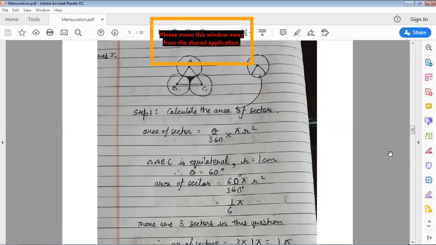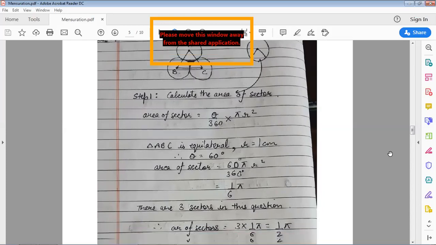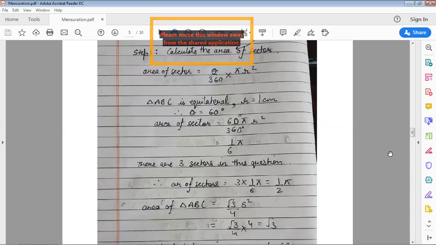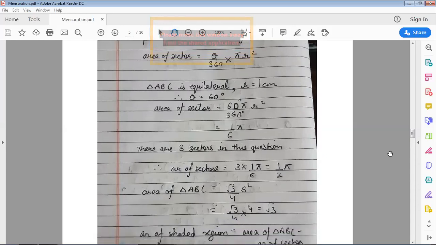An equilateral triangle has angles of 60 degrees, so we can calculate the sector now. The area of the sector is 1 by 6 pi. So as was said, we can calculate the answer as the area of the triangle minus 3 sectors.